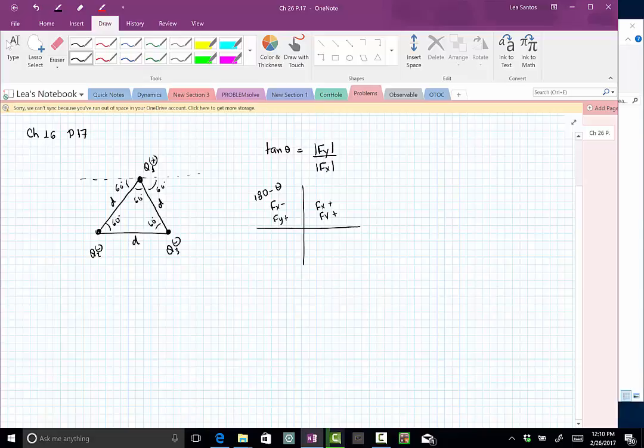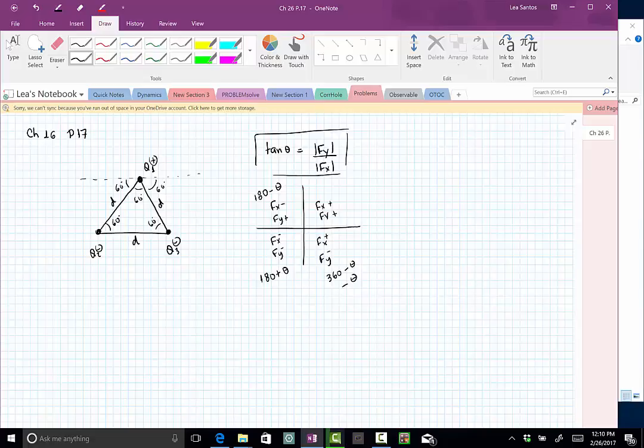In the third quadrant, we have Fx negative, Fy negative. And how you're going to enter it? 180 degrees plus the value of theta that you obtain using this expression here. And finally, in the fourth quadrant, Fx is positive and Fy is negative. So you have two ways. Either you're going to use 360 degrees minus theta, or you just enter minus theta and WebAssign will also accept. Okay, so let's then set that.